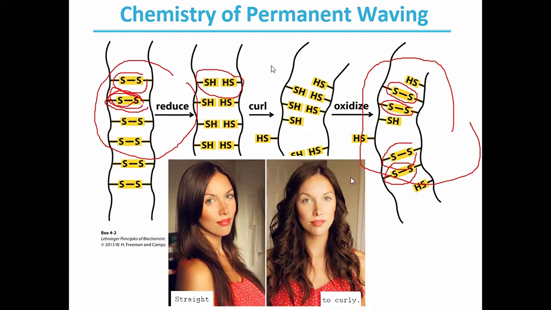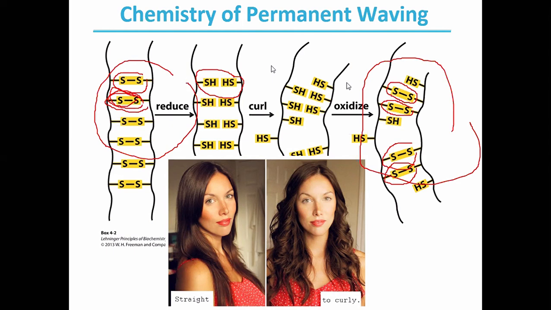So when straight to make it curly, first you reduce the sulfide bond. And then you shape the hair, put the oxidizing agent, then you got a new hairstyle. If your hair is naturally curly, you want to make it straight, put reducing agent, and then straighten your hair, put oxidizing agent. That's it. So either way it can be done.